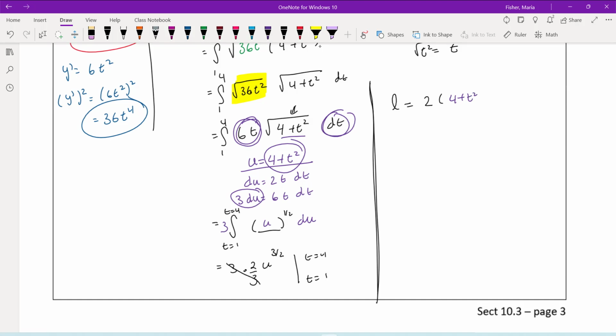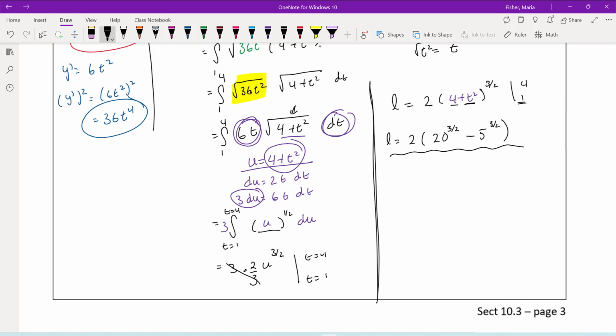That gets raised to the 3/2 power, and this gets evaluated from 1 to 4. Let's plug in our limits of integration. If I plug in a 4, I'd have 4 plus 4 squared. So 4 plus 16 is going to be 20, so it's going to be 20 to the 3 halves. Minus, if I plug in a 1, this is going to be 4 plus 1 squared, or 4 plus 1, which is 5, to the 3 halves.